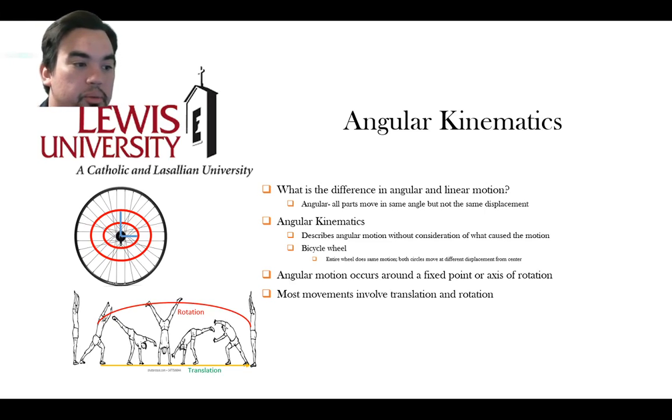Angular motion occurs typically around a fixed point, or the axis of rotation, or that fulcrum, like I was saying, and most movements involve translation and rotation. So you see how technically this translation would be a slide. If you look at our cartwheel down here, you see that I am translating, I'm sliding across the floor as I do this cartwheel, but I also have a rotation happening with my legs.